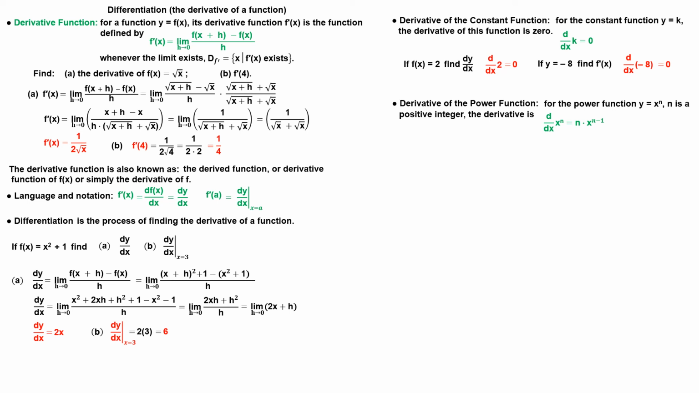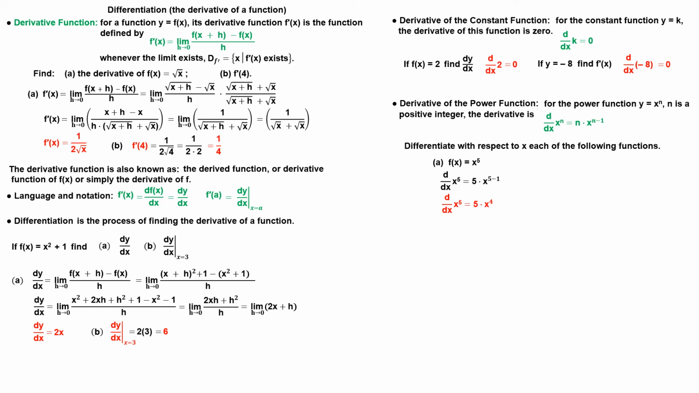Let's see how it works. Differentiate with respect to x each of the following functions. To find the derivative of a power function, bring the exponent to the front of the variable as a coefficient and reduce the exponent by 1. Write 5 as the coefficient, then subtract 1 from the 5.